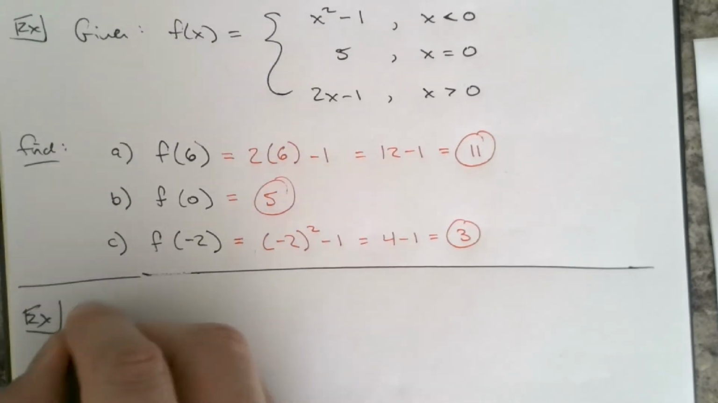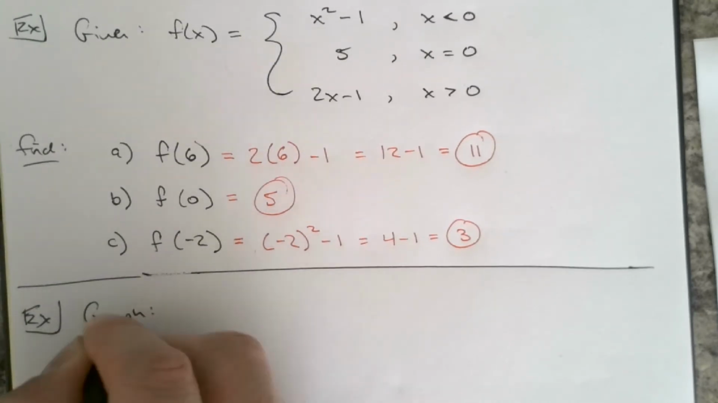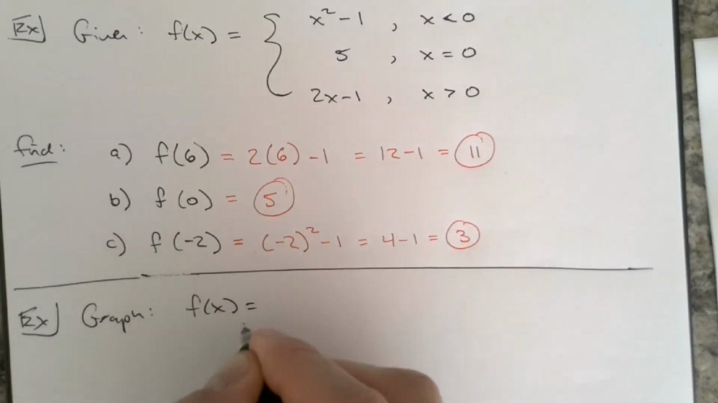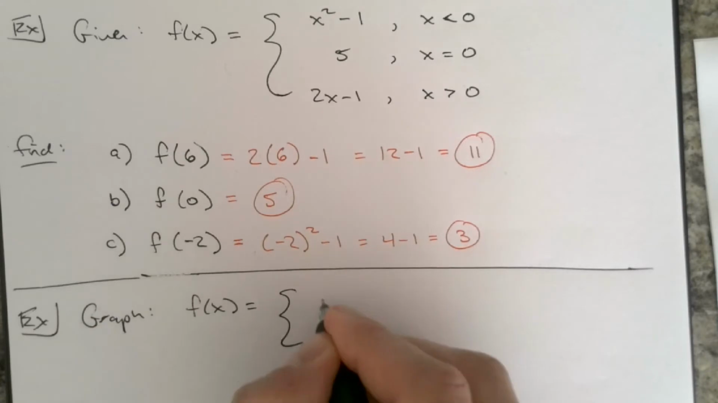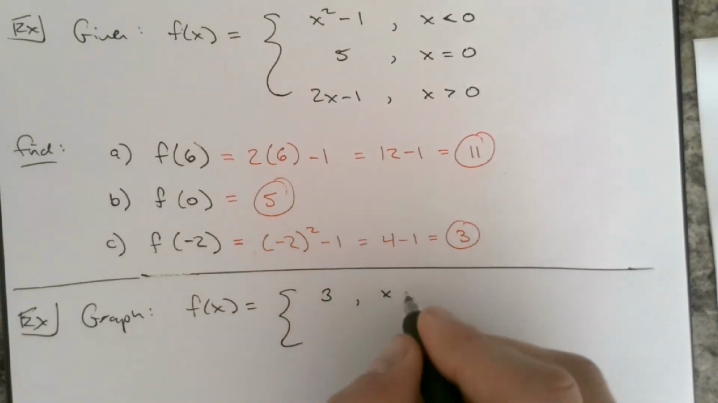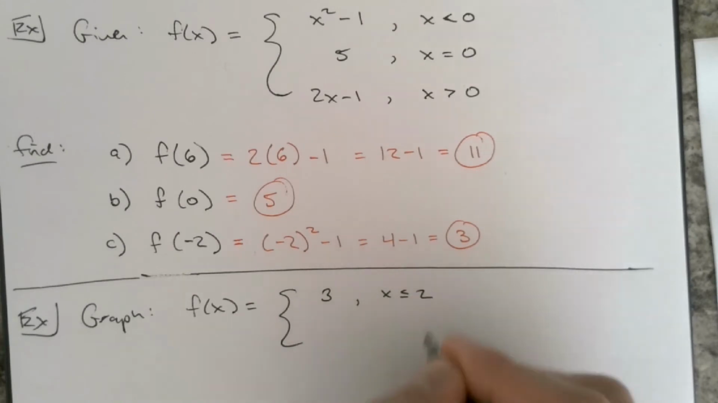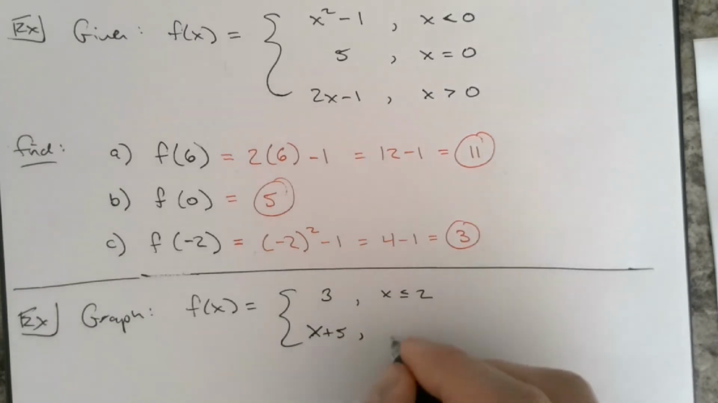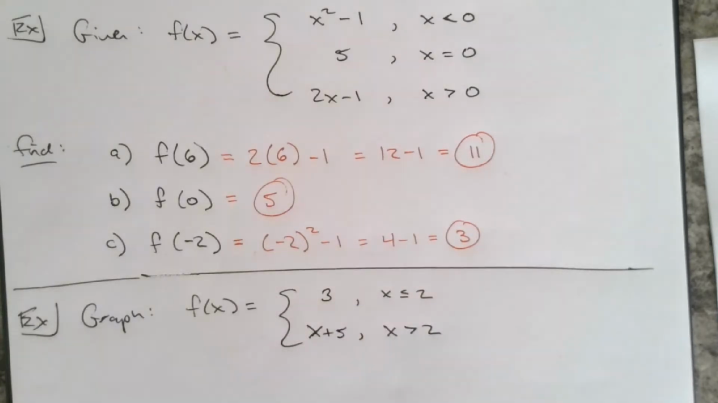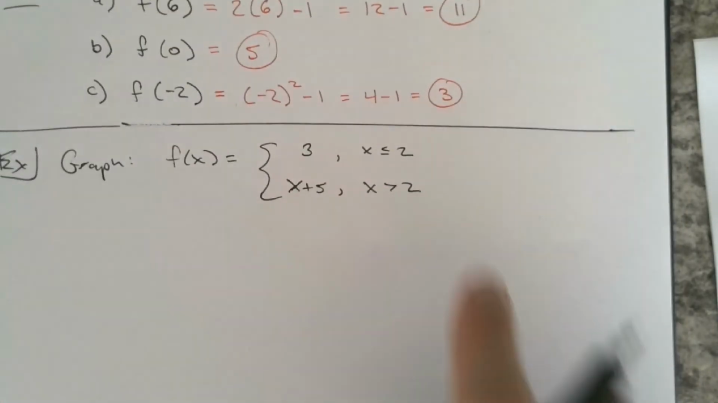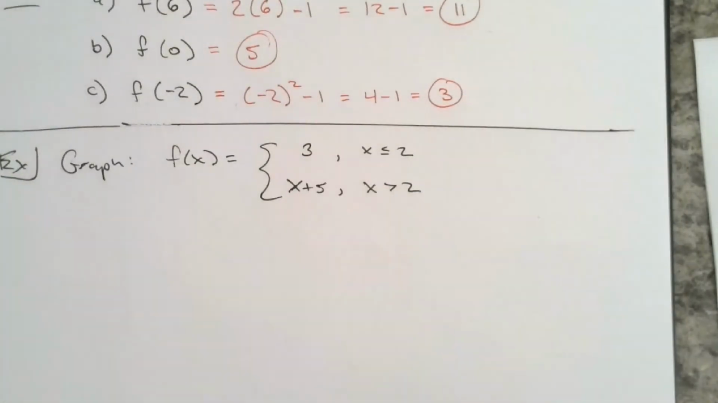So for example, if I said to graph f of x equals, we'll say it equals 3 for x less than or equal to 2, and x plus 5 for x greater than 2. All right, so that's a piecewise function because for different parts of the domain, it behaves differently.